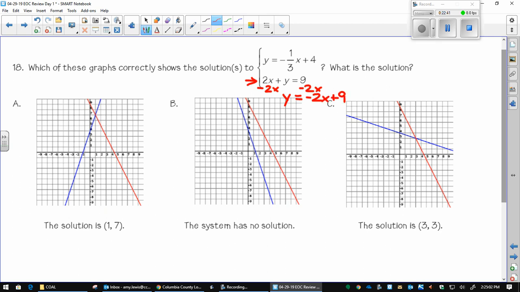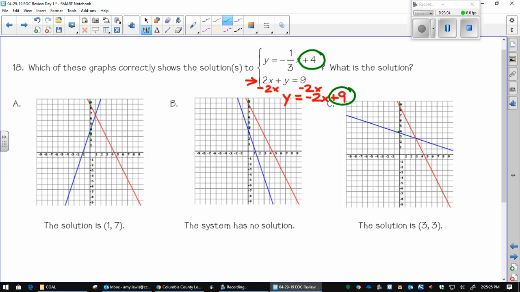Now the easiest thing for me when I'm going to pick out a graph is I'm going to say, okay, let me look at the y-intercept. I need a y-intercept of 4, and I need a y-intercept of 9. Can I eliminate any of these graphs? It doesn't look like I can. Looks like the y-intercepts are 4 and 9 on both of these graphs.